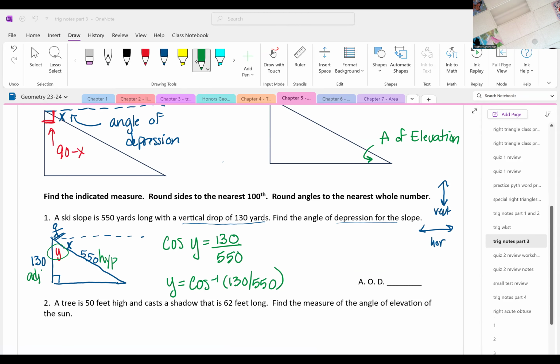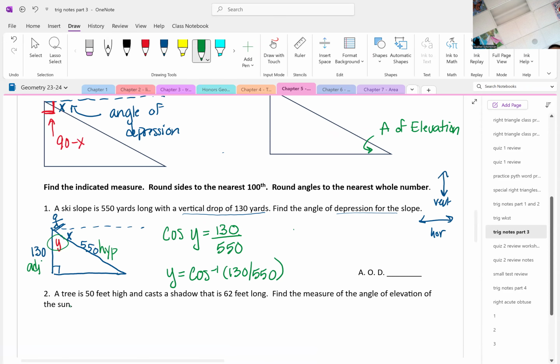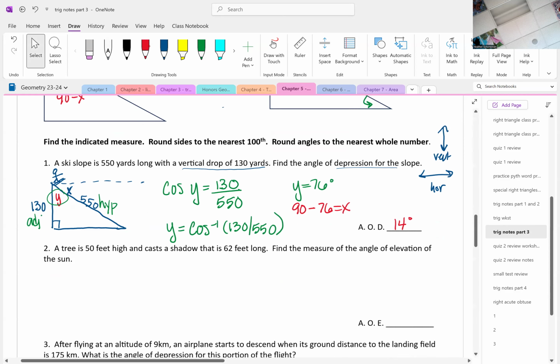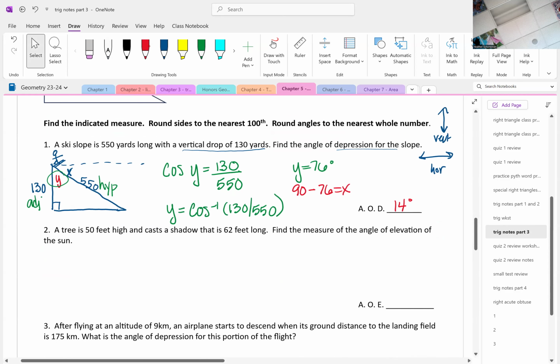So when I do that, Y equals 76 degrees. But that is not the angle I want. The angle I want is X. So to get X, I'm going to do 90 minus 76. And that will give me X, and 90 minus 76 is 14. So my angle of depression is 14 degrees, which is a small angle. But that's good news, because unless you're crazy, when you're skiing, you don't want to plummet down the hill. You just want to gracefully go down the hill.